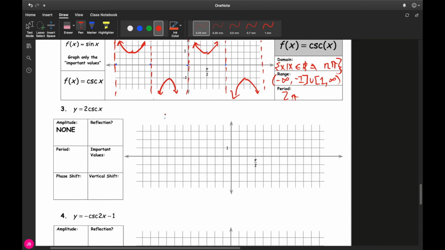If you guys have any questions, please let me know. But these are really very simple as long as you know how to graph sine and cosine.